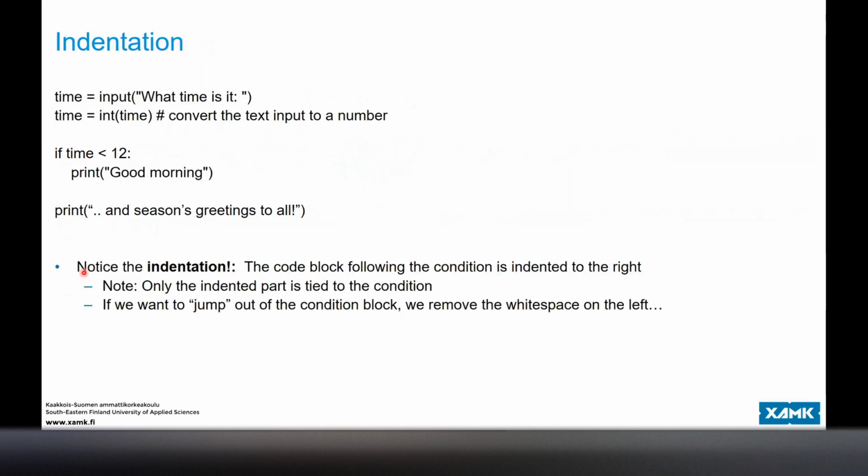Okay, this I think we covered already. So if you put another print statement at the end on the same level where this if statement is, then this last print statement is always executed at the end of the program, no matter how this conditional statement here was evaluated. So no matter if the time was less than 12 or not, this print statement always gets run anyway. So this will always be at the end of the program. So if you want to jump out of the condition block, you just remove all this white space on the left. So you stop writing stuff that is indented to this level.